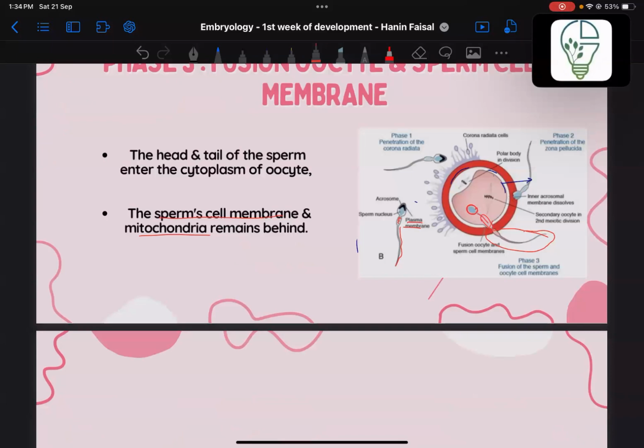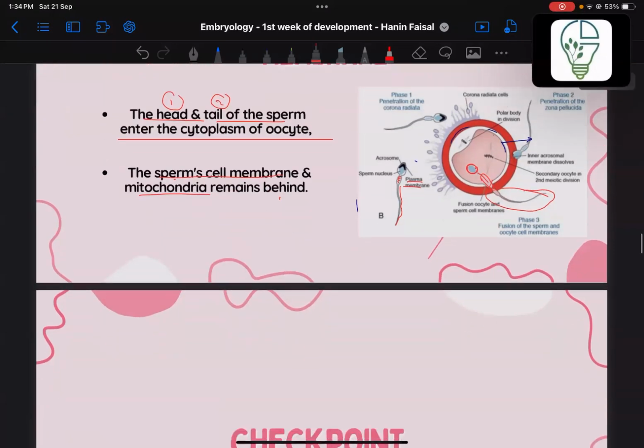Okay, does the mitochondria enter? No, the mitochondria will remain behind. The mitochondria will remain behind, and the sperm cell membrane will remain behind. Just know that the head and the tail will enter the cytoplasm of the oocyte. So just those two structures, the head and the tail. Okay, perfect.